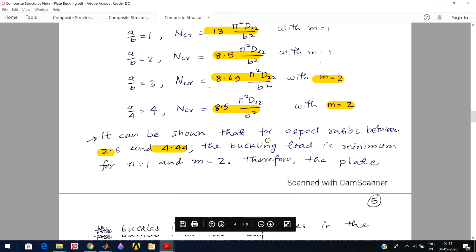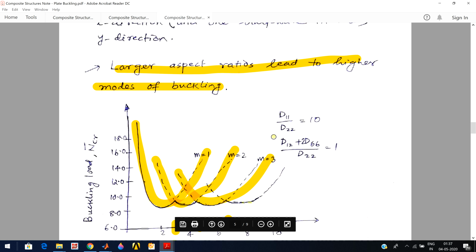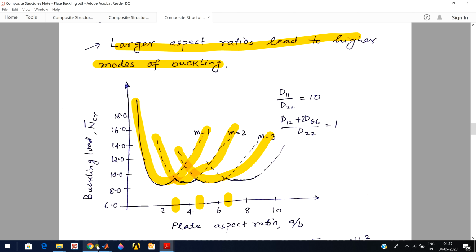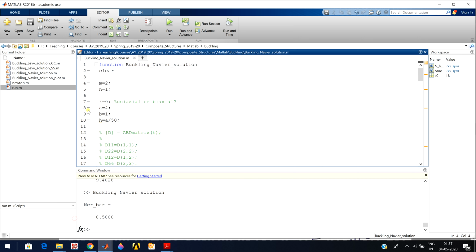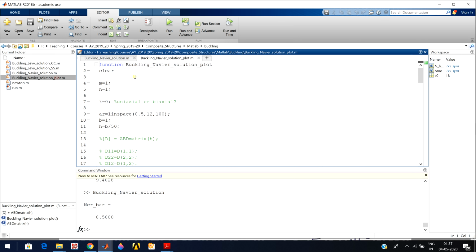Alright, so this plot I can also generate, and let me try to show you that. This is the code for this plot, and I have changed the aspect ratios here from 0.5 to 12 with 100 data points, and you can go through this code.